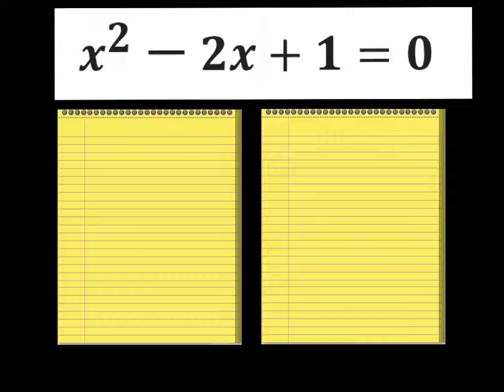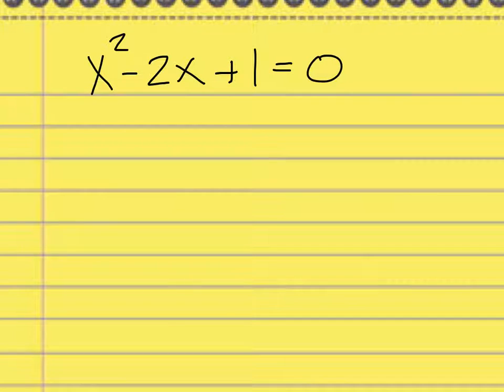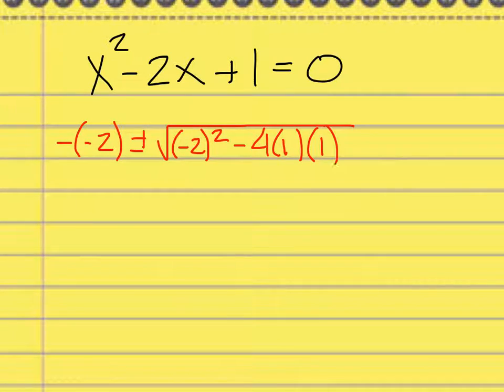X squared minus 2x plus 1. X squared minus 2x and then plus 1 equals 0. It's already in the proper form, and your A is 1, B is negative 2, and C is 1. So when we write the formula, it will be negative 2 plus or minus the square root of the quantity squared of negative 2 minus 4 times 1 times 1. All of this is going to be over 2 times 1.